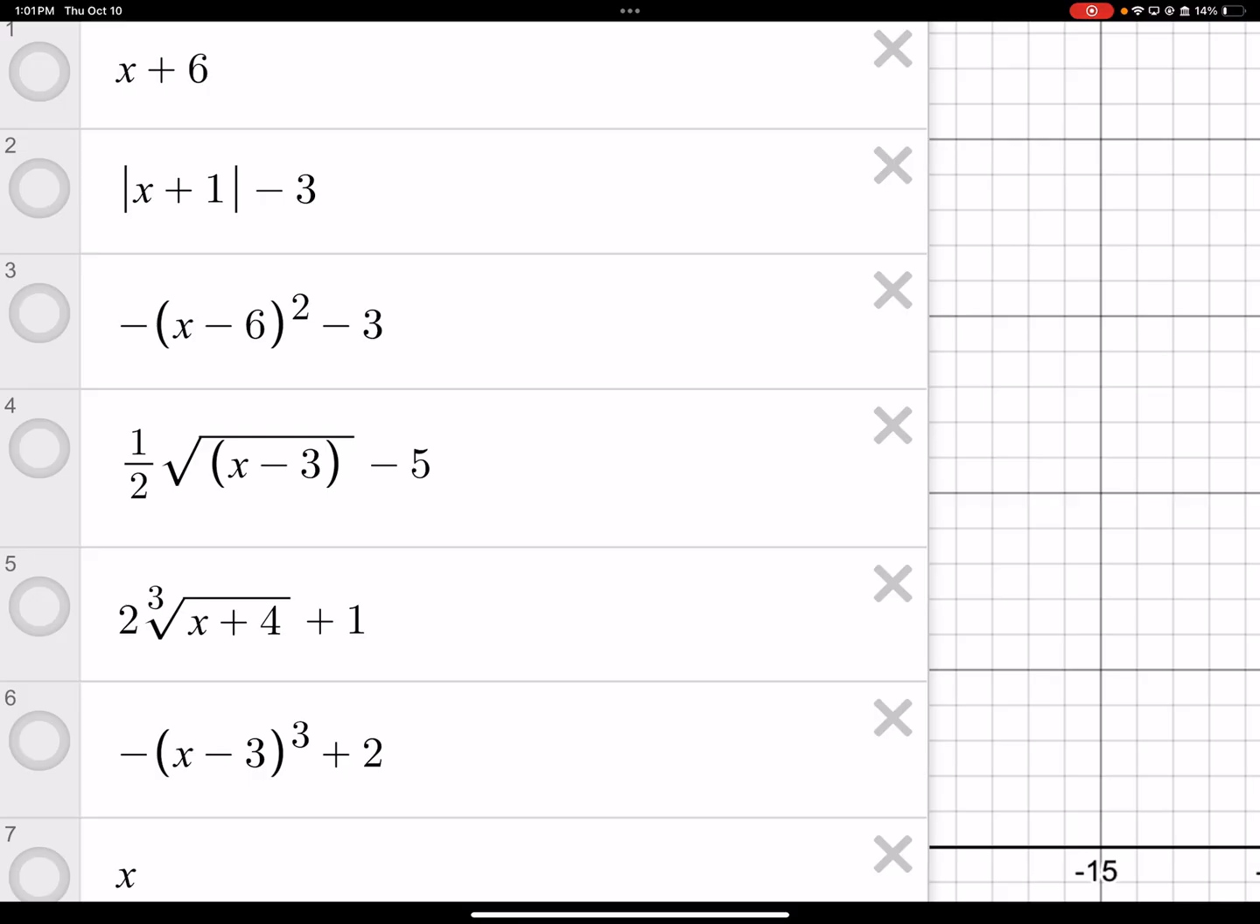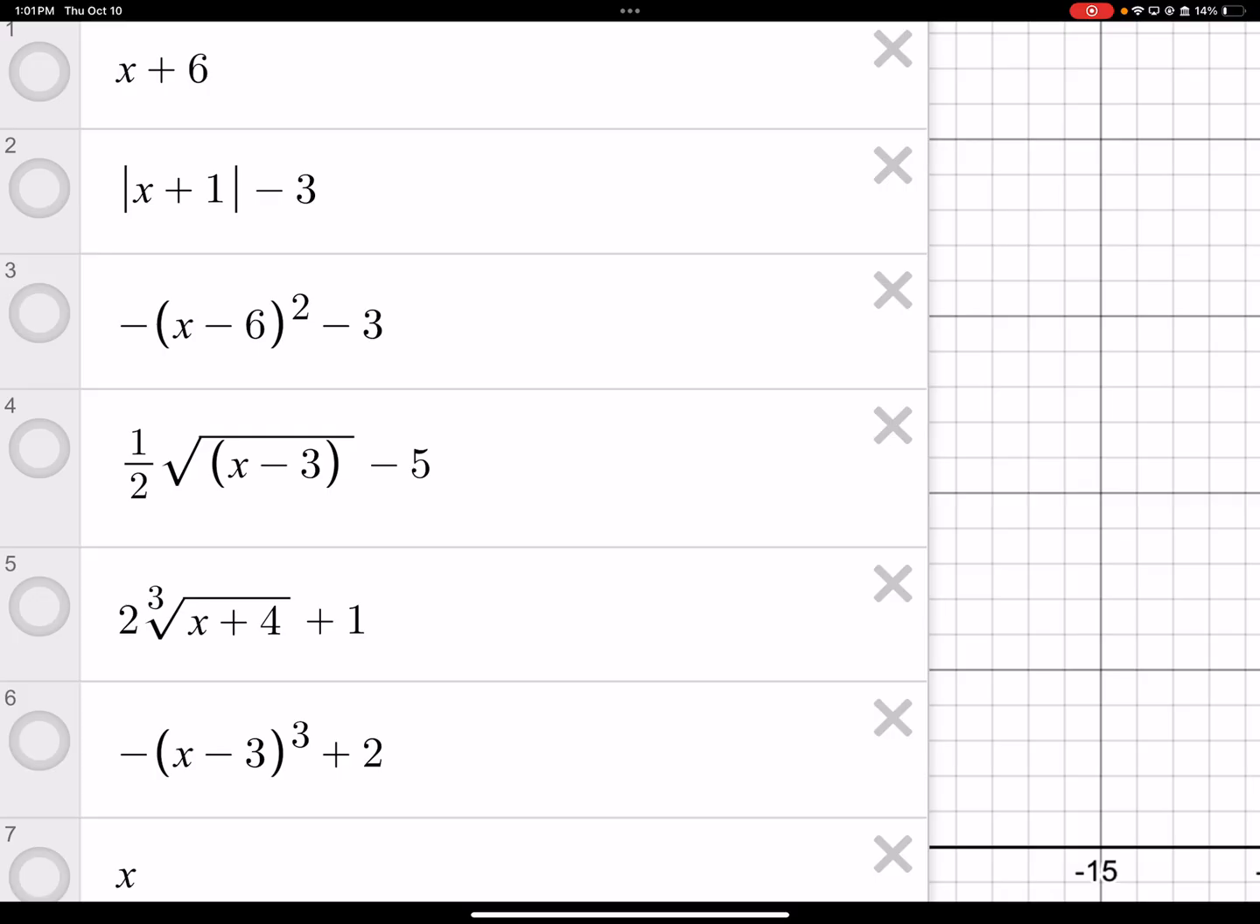Negative is right, positive is left. So this moved right 6. This moved right 6. This moved left 1. So if it's inside parentheses, it's actually the opposite of what you see. Positive means left, negative means right for your x value.